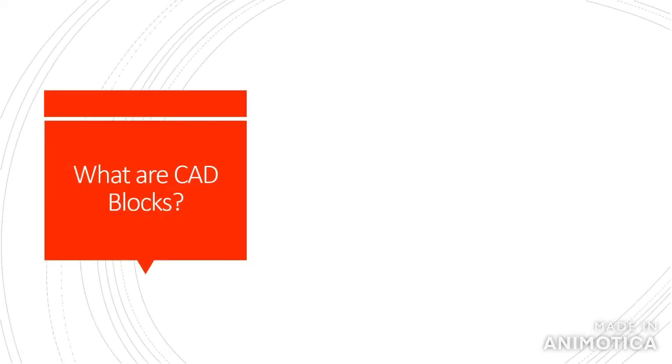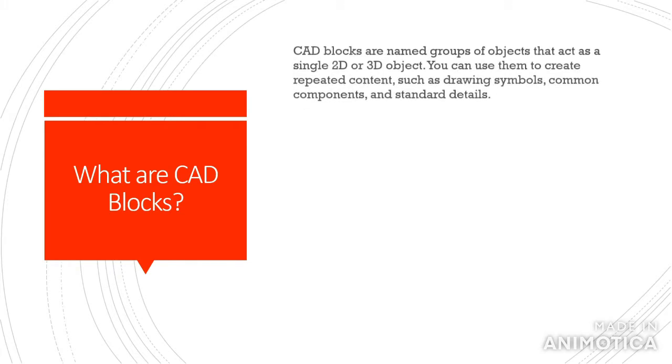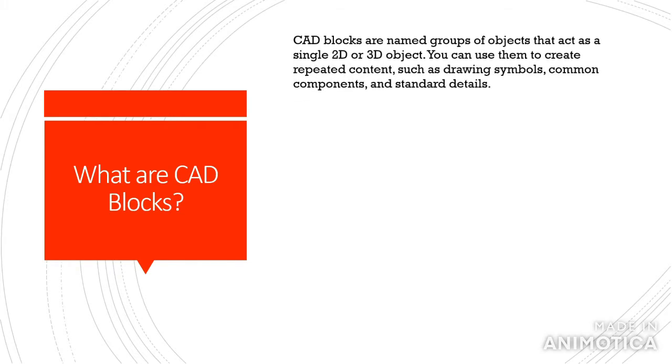Okay, so you might ask, what are CAD blocks? CAD blocks are named groups of objects that act as a single 2D or 3D object. You can use them to create repeated content such as drawing symbols, common components, and standard details. So these are little objects that you put in your CAD drawing.